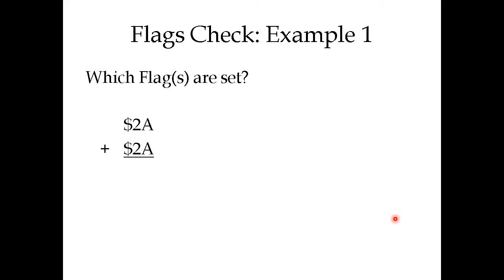Okay. Now let's look at a couple of examples. Here is our first example. Let's say we are adding 2 numbers: 2A plus 2A. Now, can we tell which flags will be set or cleared, meaning out of those 4, because of this instruction? Now if you add these 2 numbers, you get 54, right?